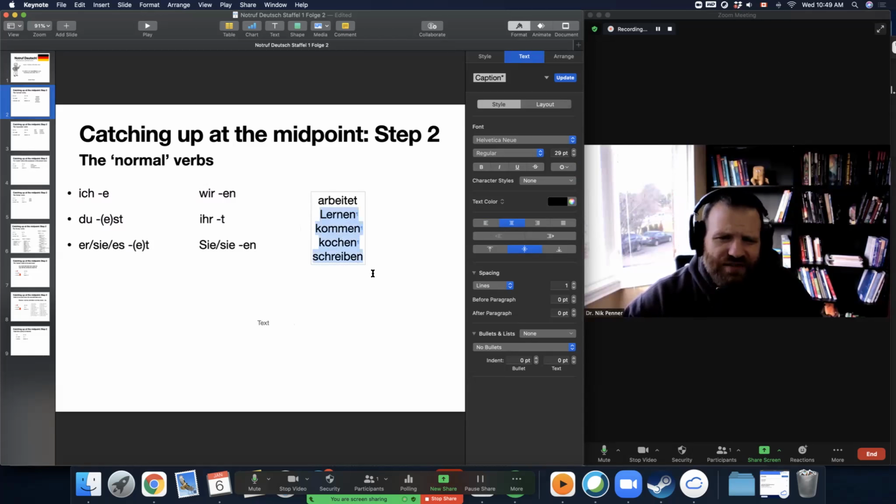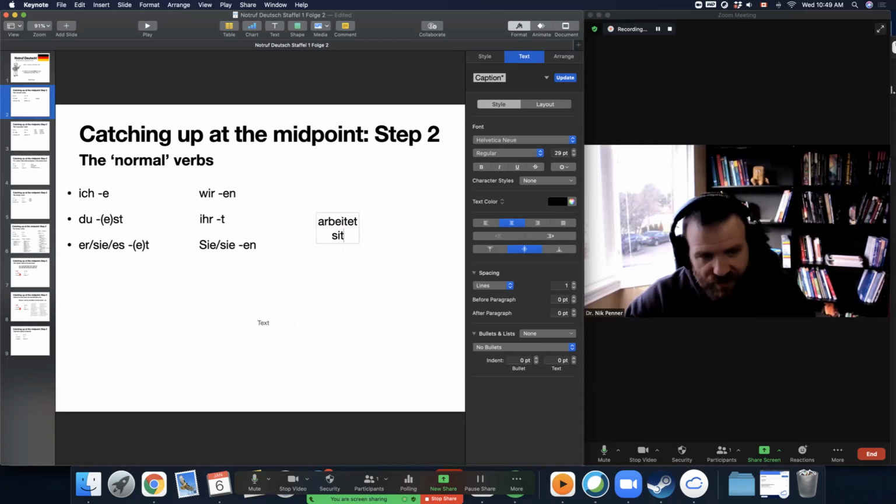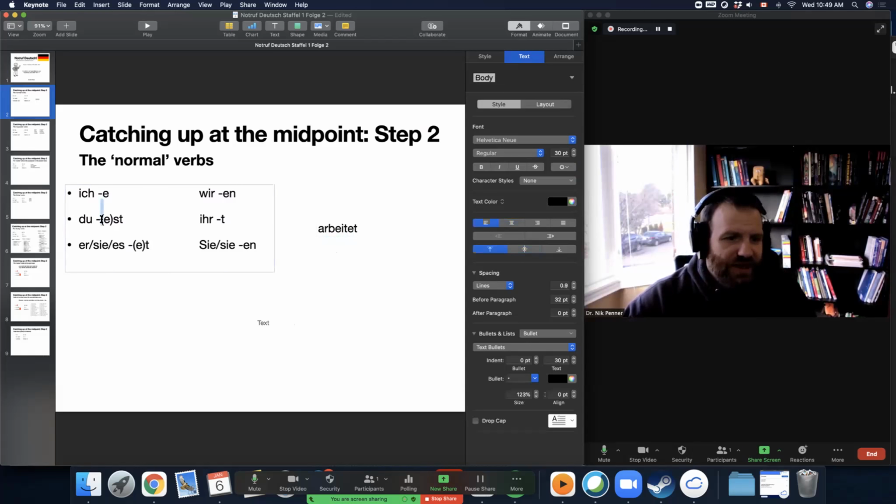So generally, it's the verbs that end in t, d, or z. So sitzen, du sitzt. No, ignore what I just said. So sometimes we add this e here.